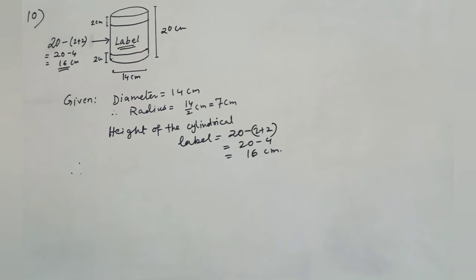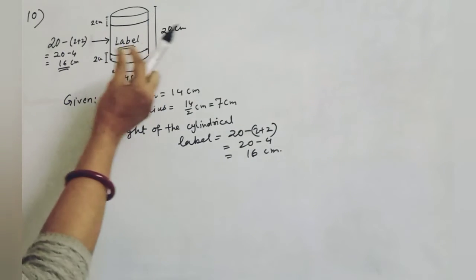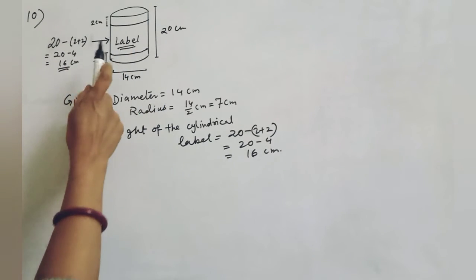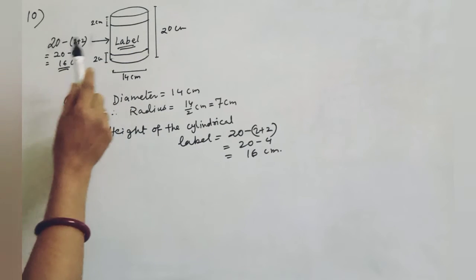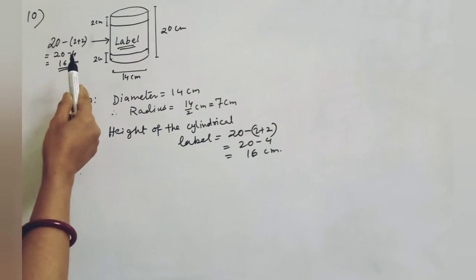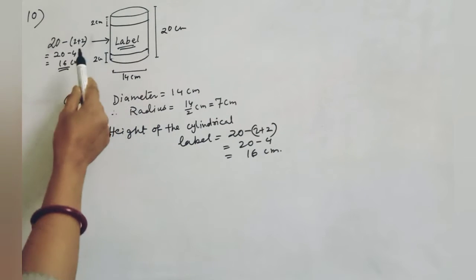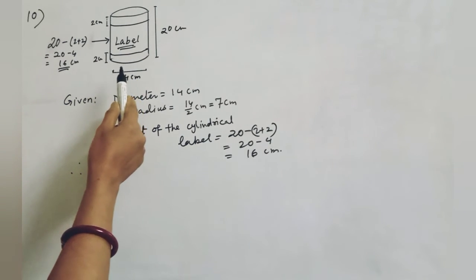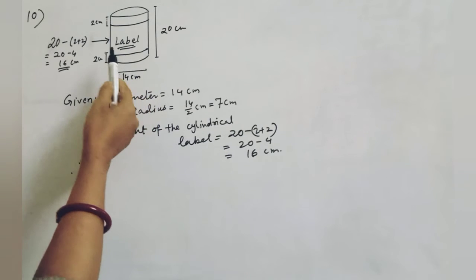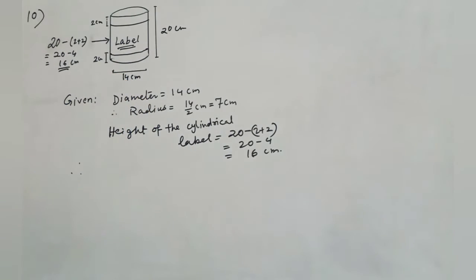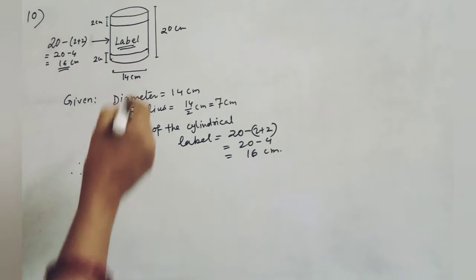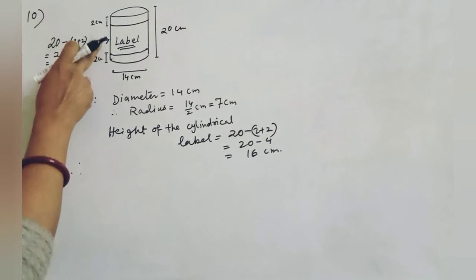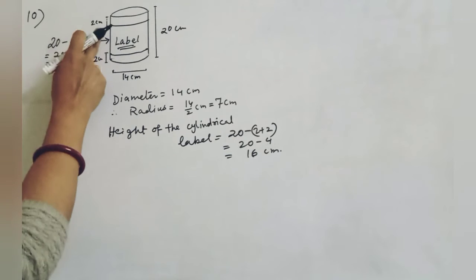The company places a label around the surface of its container. Say this is the label; on every container we can see the label here. So the label also looks like a cylindrical shape when it is covered on a cylindrical surface. Now the condition is that the label is placed 2 centimeter from the top and 2 centimeter from the bottom is left.